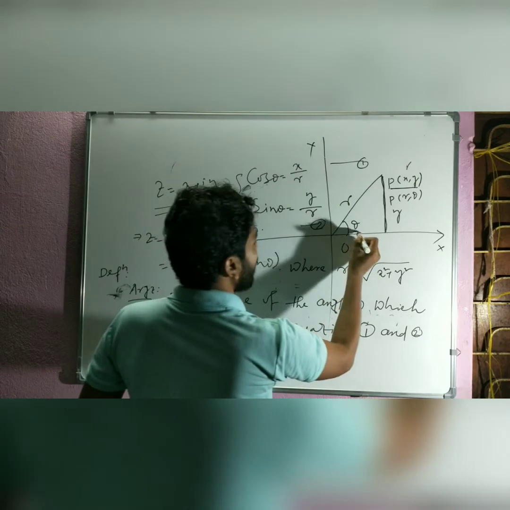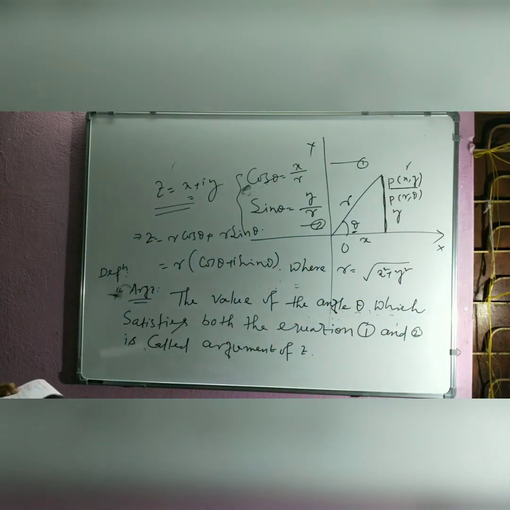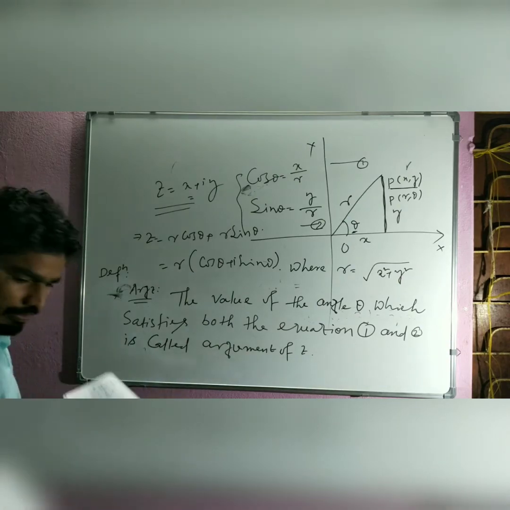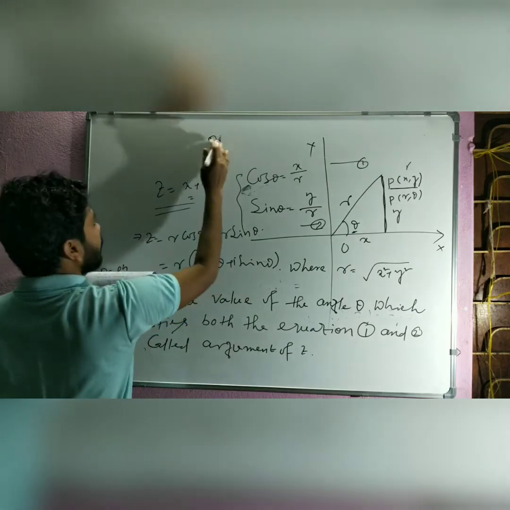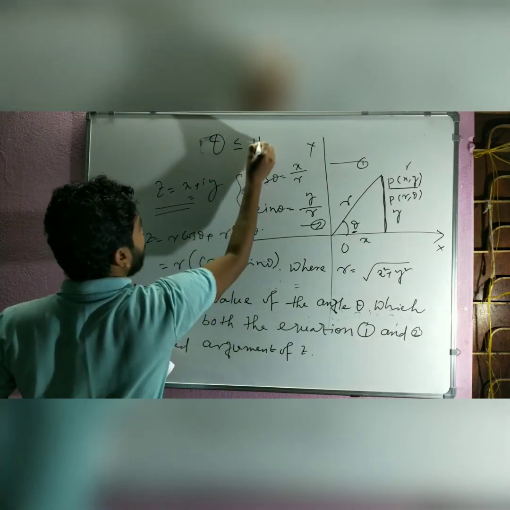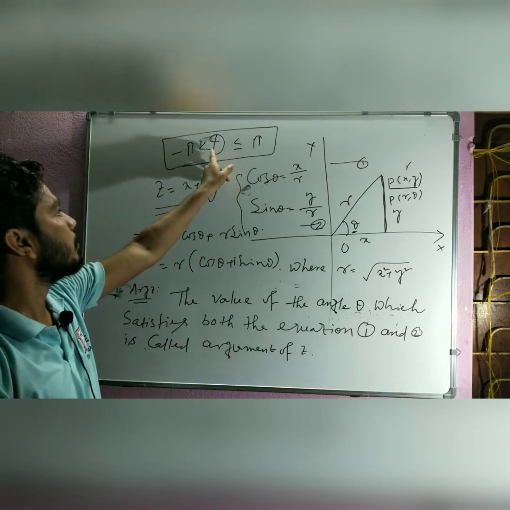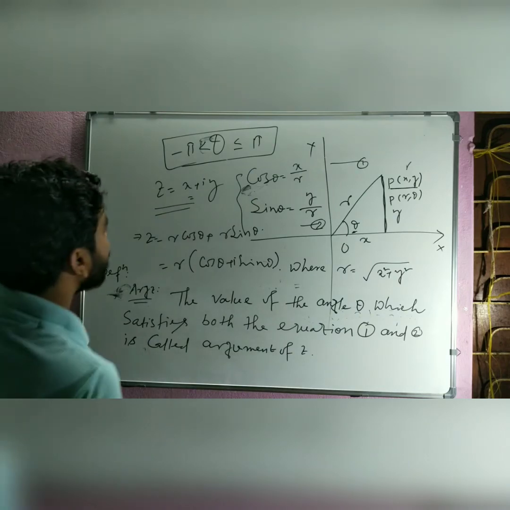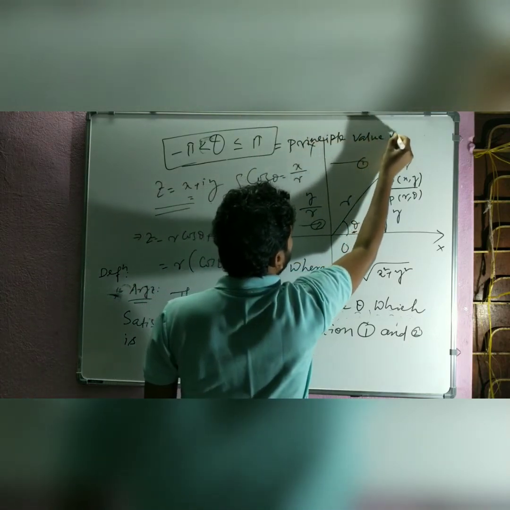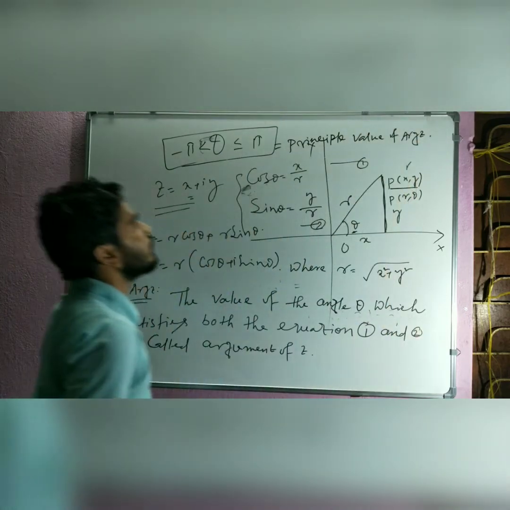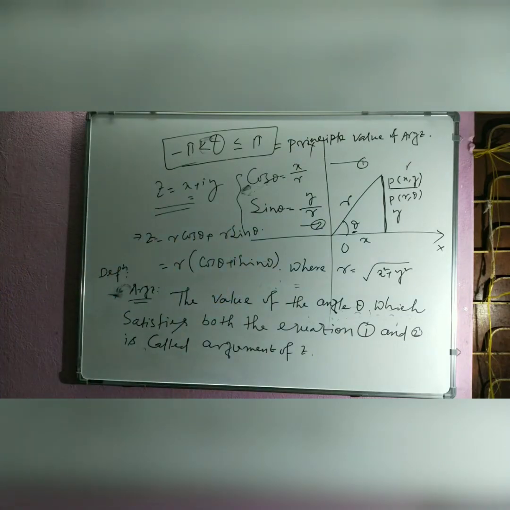We see that the amplitude has an infinite number of values, but the principal value of the argument: if theta lies in the range greater than minus pi and less than or equal to pi, then this theta is called the principal value of the amplitude, the principal value of argument z. How to find the principal value?